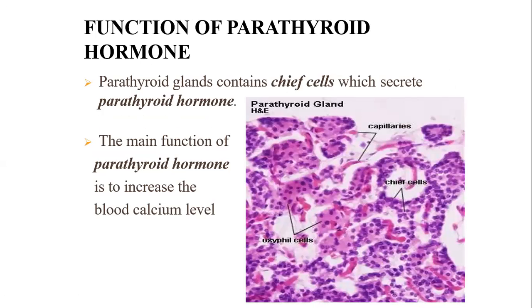Now the parathyroid gland contains chief cells which secrete parathyroid hormone, and the function of parathyroid hormone, as we have just seen, is that it increases the blood calcium level.